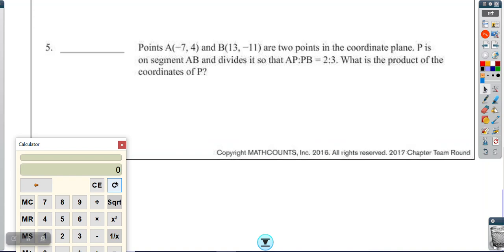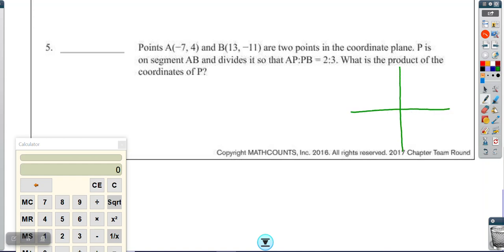P is on segment AB and divides it so that AP to PB, the ratio of those, is 2 to 3. What is the product of the coordinates of point P? All right, I don't know about you, but I'm having a hard time visualizing this. So the first thing I'm going to do is make a quick little sketch of what's going on here.